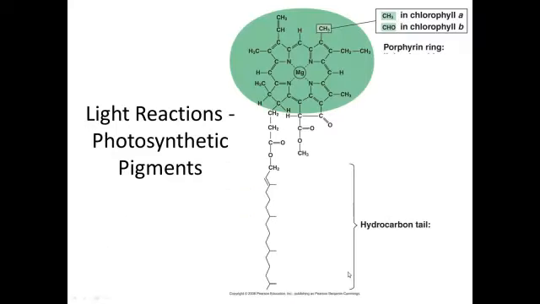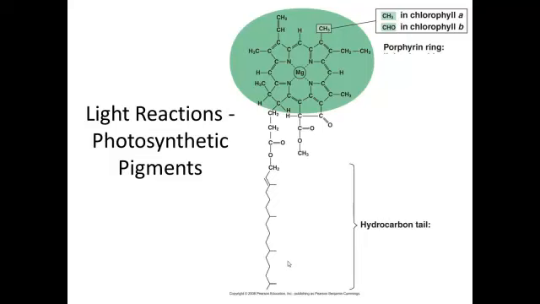Embedded in the membrane of the thylakoids is a very special molecule, chlorophyll. I won't make you learn the different types of chlorophyll, although we do cover the major groups in lab. I want you to notice three things here. Starting at the bottom, the hydrocarbon tail. Why would it need a hydrocarbon tail?